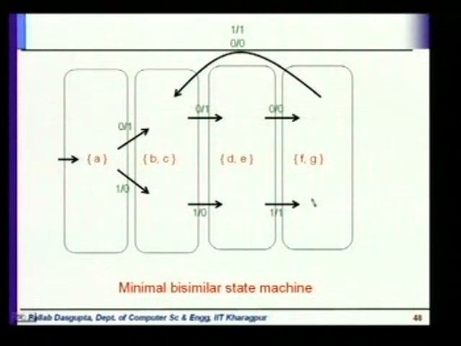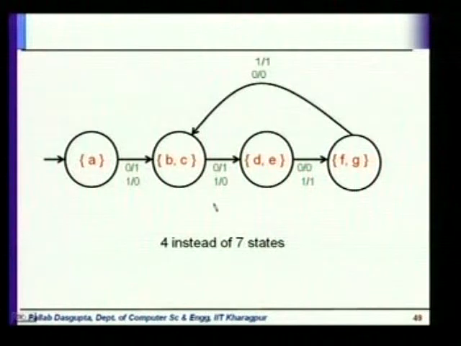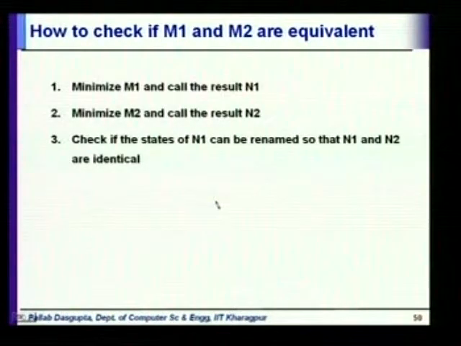This definition of equivalence is called bisimulation equivalence. This is the final minimized state machine. And to check if M1 and M2 are equivalent, you can minimize M1 and call the result N1, minimize M2, call the result N2, and check if the states of N1 can be renamed so that N1 and N2 are identical, right. That is a classical graph isomorphism problem. And what is the complexity of graph isomorphism?